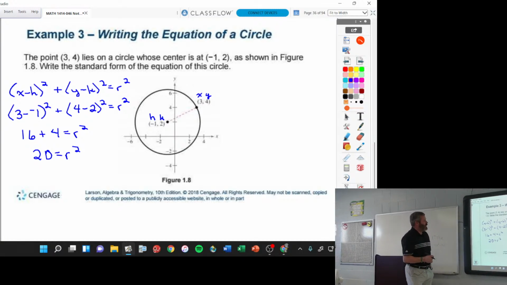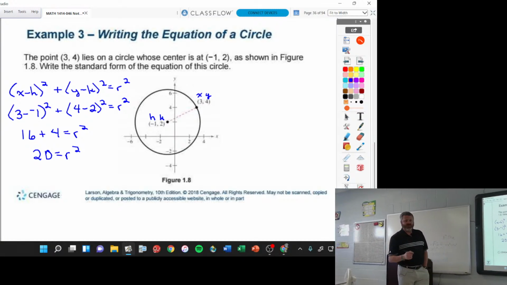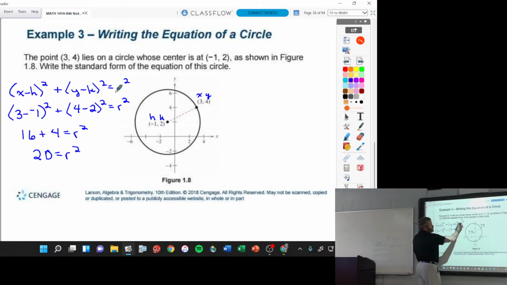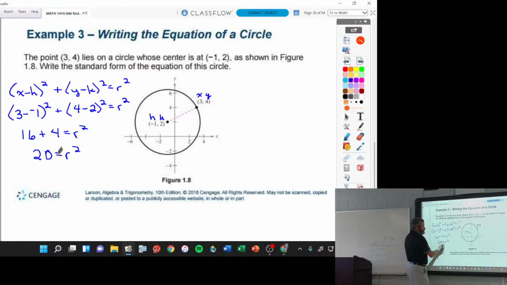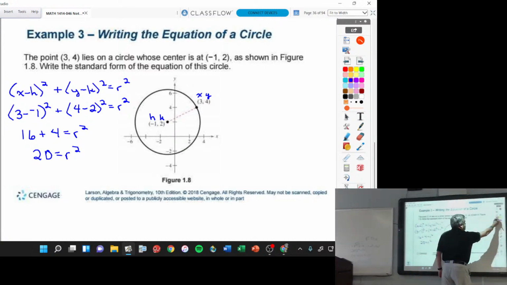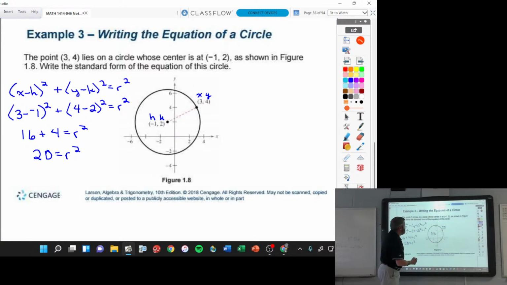But all I'm doing right now is writing the standard form of the equation of this circle. So remember, in the equation, r squared is a part of the general form. So 20 is going to be part of my equation. I'll now write the equation of this circle in standard form.